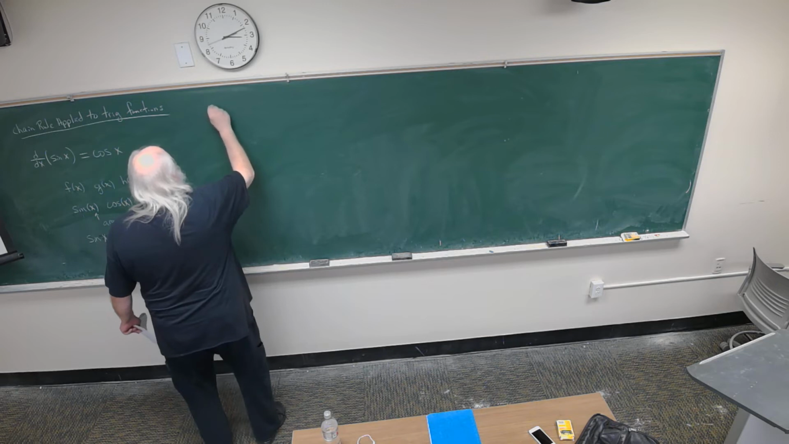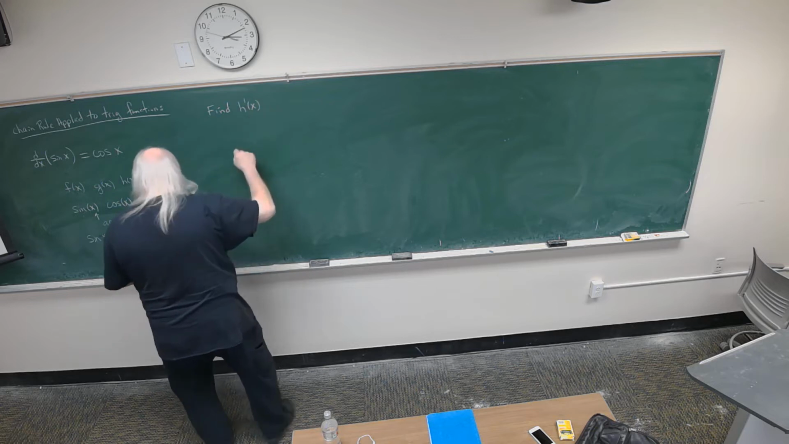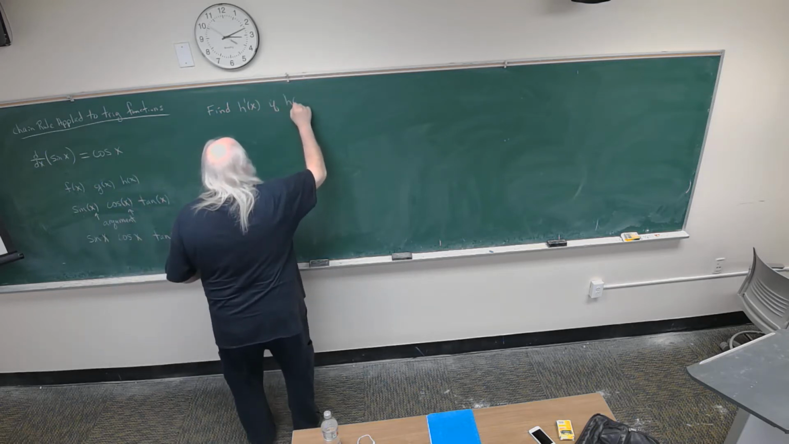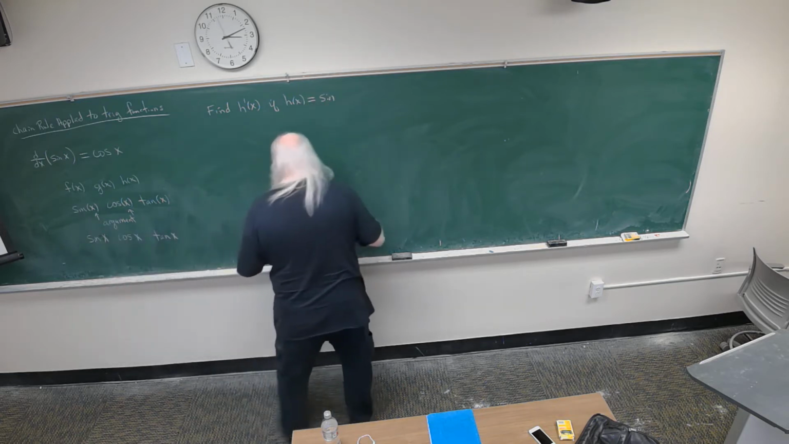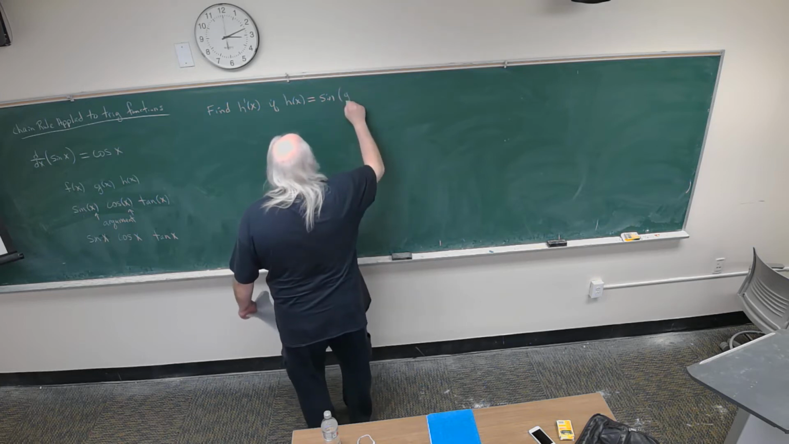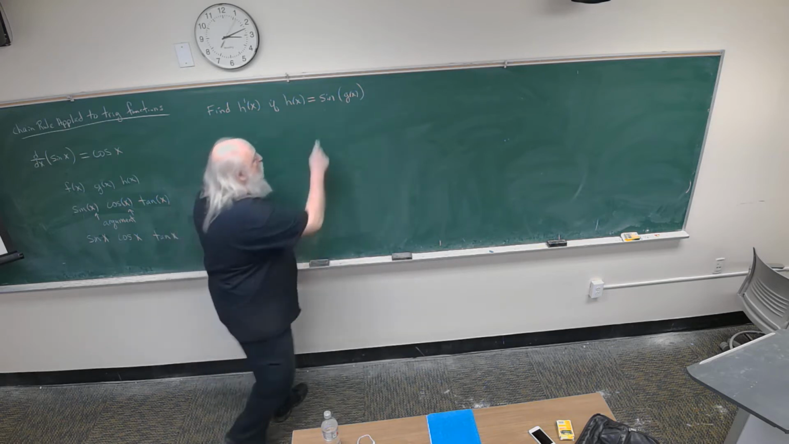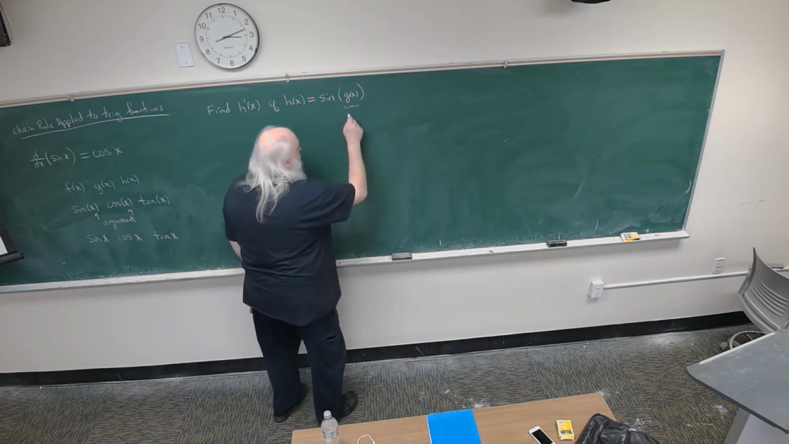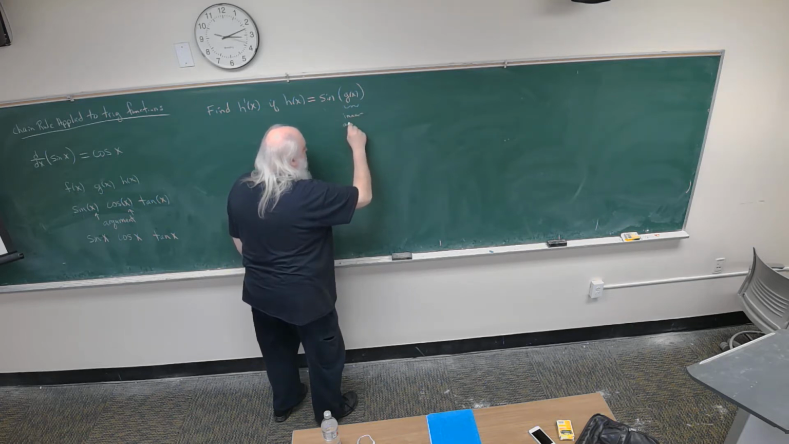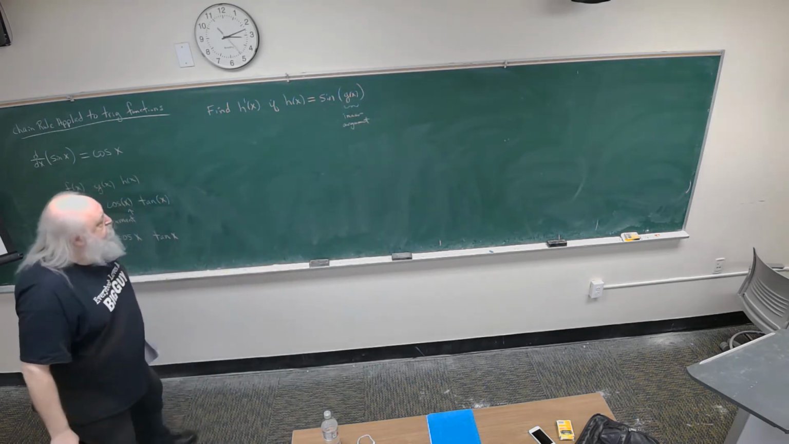So we're going to find h prime of x if h of x is equal to not sine of x, but the sine of g of x. So now I'm using the parentheses. What's going into the sine function is g of x, not x. And in this case, this is also the inner function, but it's also called the argument, because that's what's going into the sine function.